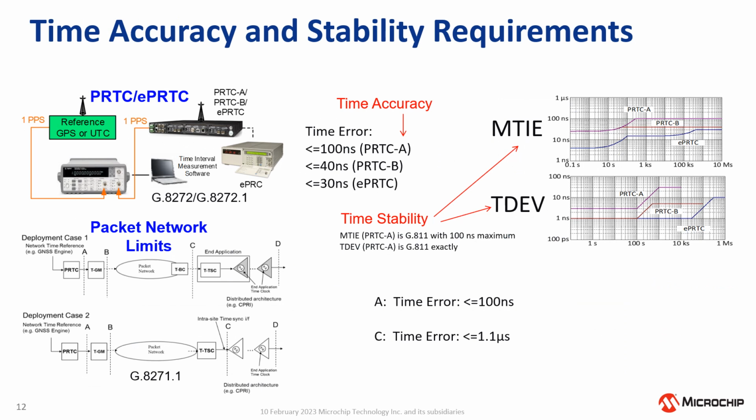Here are some examples of requirements for time, both for equipment and in a network. We can see, for example, time accuracy requirements at the source ranging from 100 nanoseconds down to 30 nanoseconds, and an example of a node in a packet network of a requirement of 1.1 microsecond.